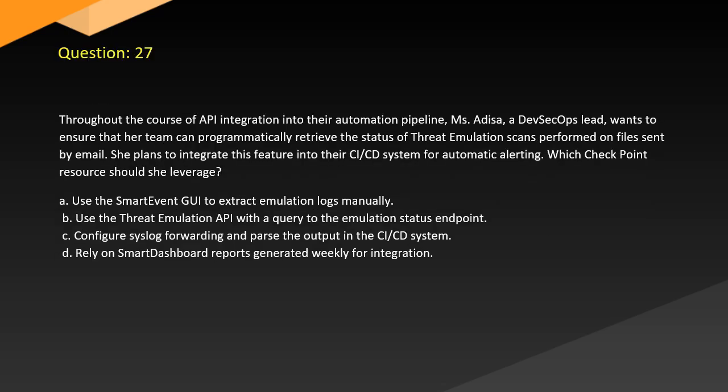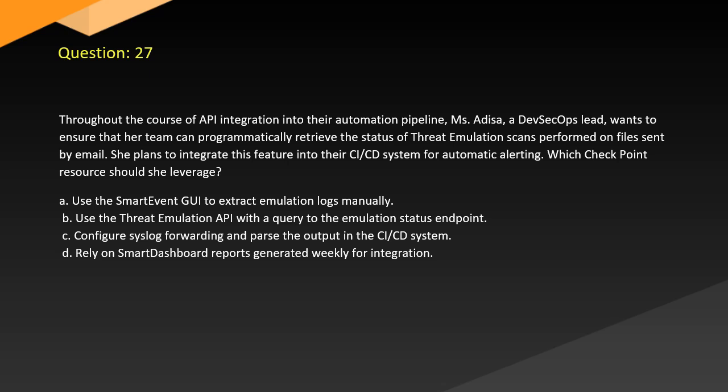Question 27. Throughout the course of API integration into their automation pipeline, Isa Adesanya, DevSecOps lead, wants to ensure that her team can programmatically retrieve the status of threat emulation scans performed on files sent by email. She plans to integrate this feature into their system for automatic alerting. Which Check Point resource should she leverage?